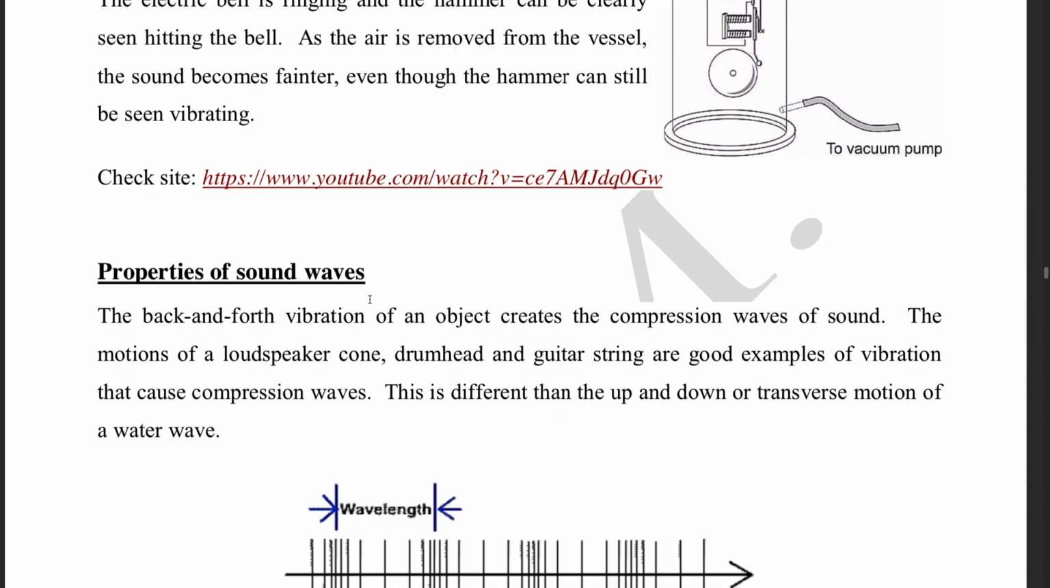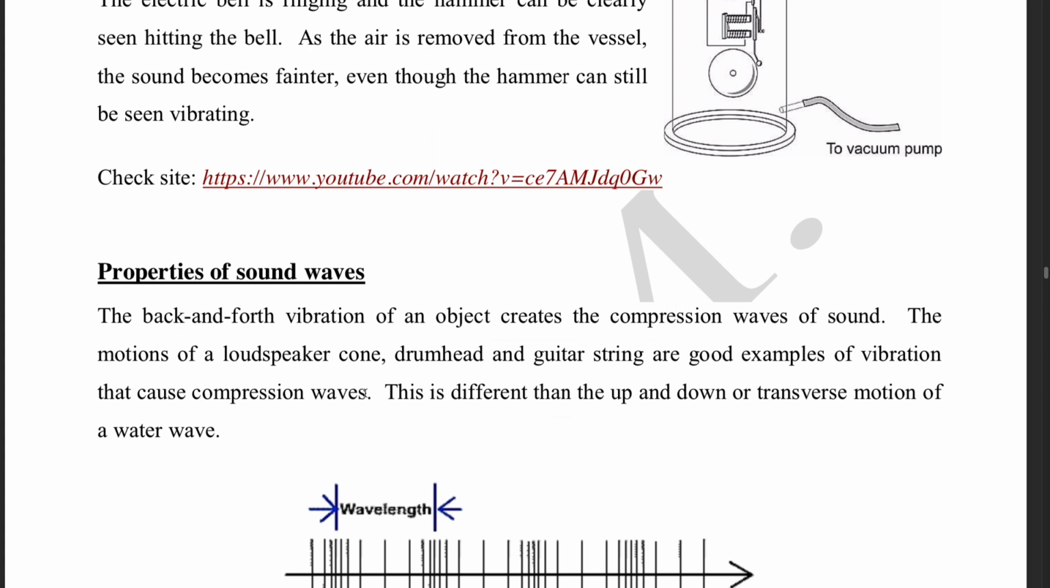We are on page 14 and we are going to continue talking about sound. Properties of sound waves. The back and forth vibration of an object creates the compression waves of sound. The motions of a loudspeaker cone, a drum head, and guitar strings are good examples of vibrations that cause compression waves. From the video we watched last time, that included the band Metallica playing as part of it, we saw different instruments and how they vibrate to cause a sound.